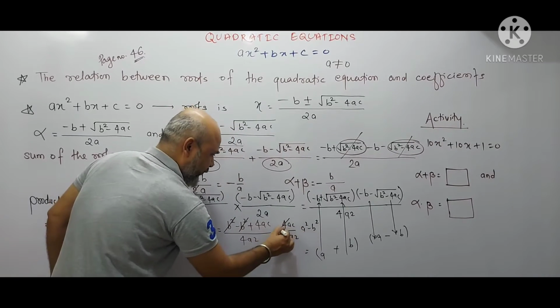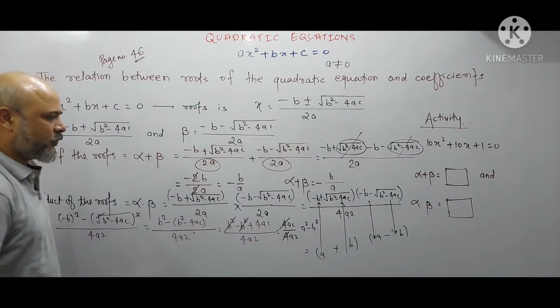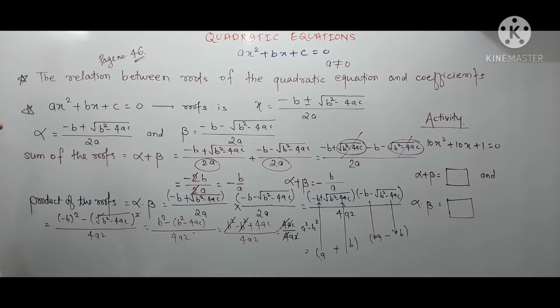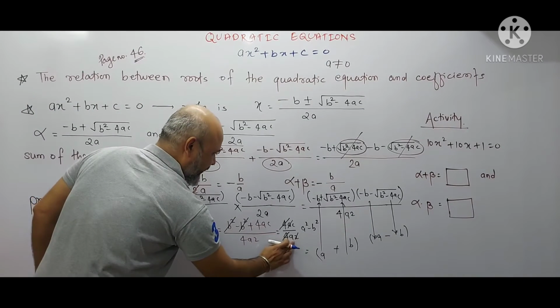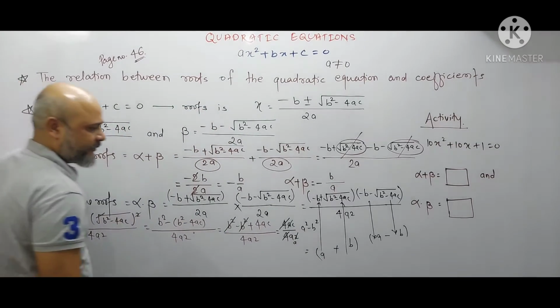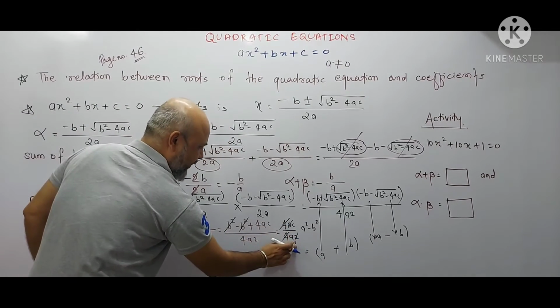You will get 4ac whole divided by 4a square. Now 4 and 4 will cancel out. 1a and here second a is cancelled out because this is a square. So 1a will cancel out. So here you are having a, 1a remaining. A will cancel out, 1a will remain here.